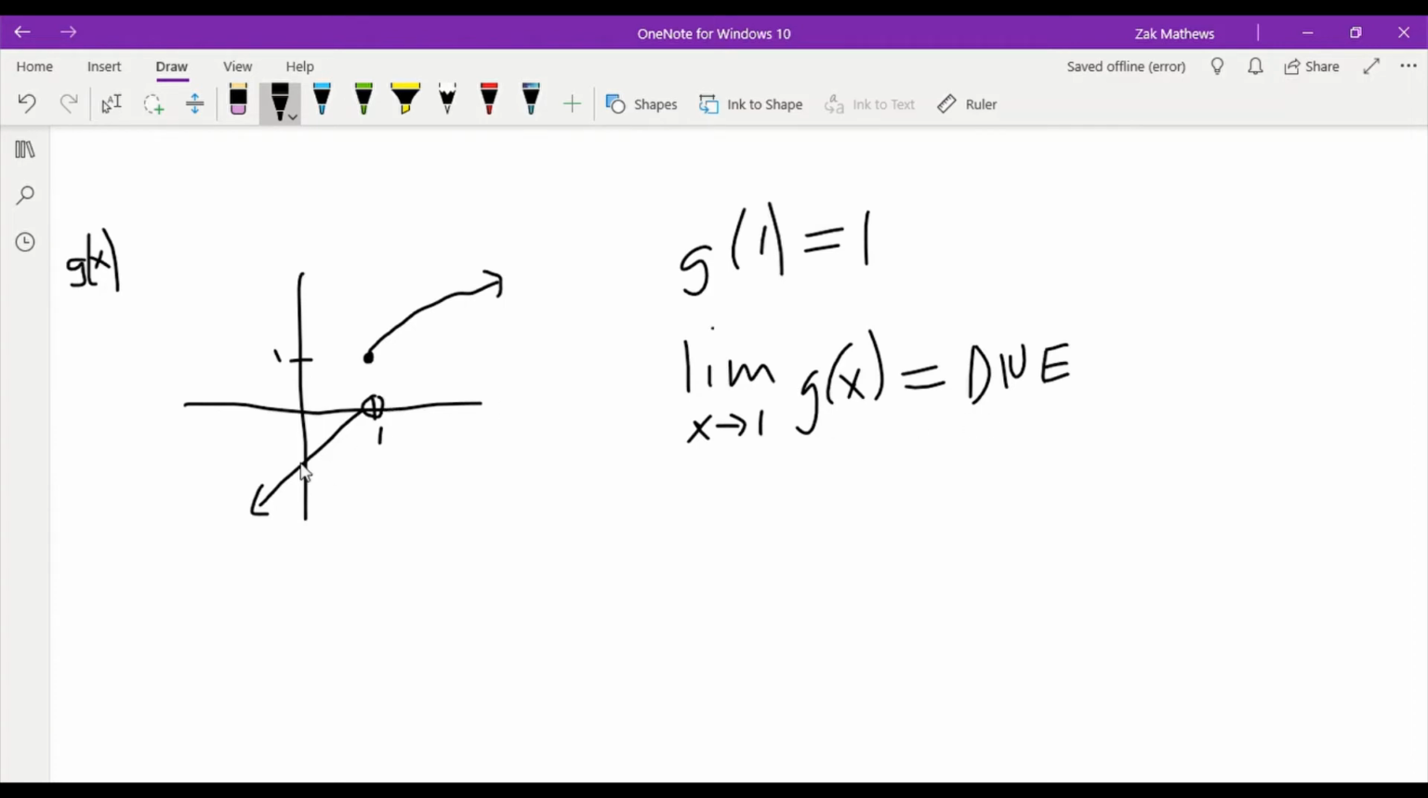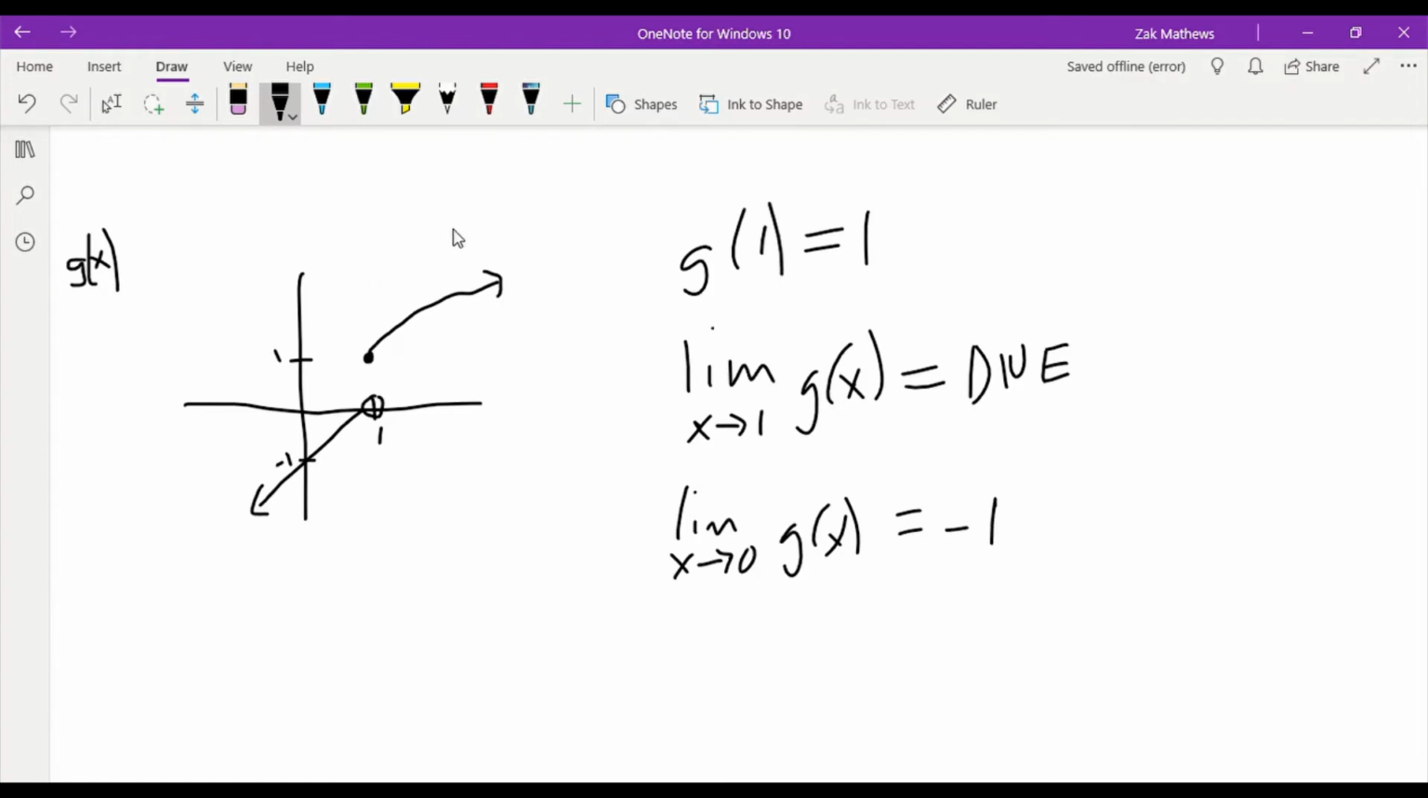If I were to have looked at 0, let's just assign this value of negative 1. If I were to look at the limit as x goes to 0, well, there our limit value is equal to negative 1.